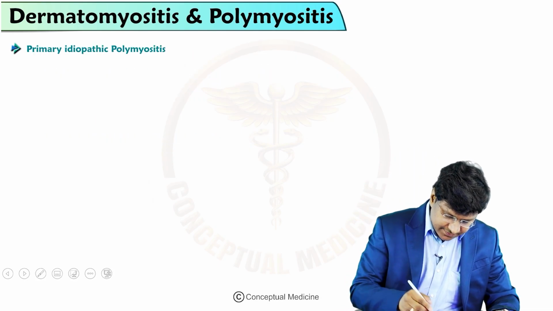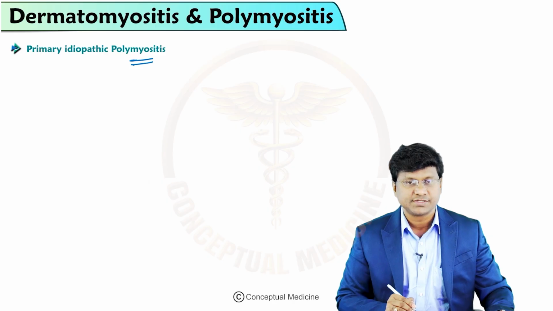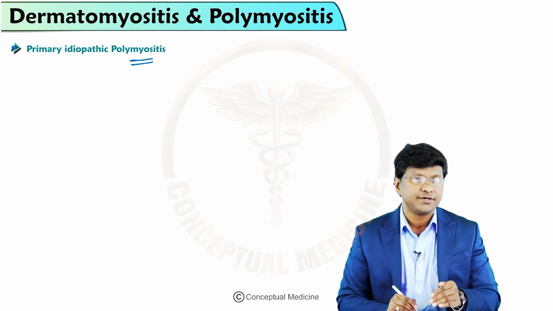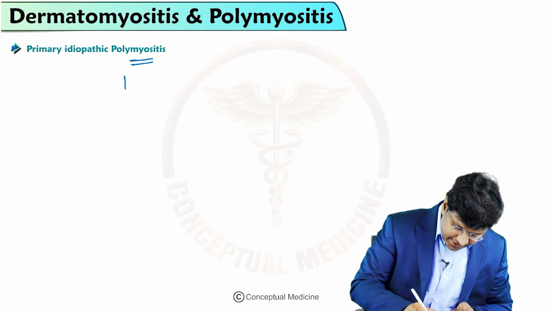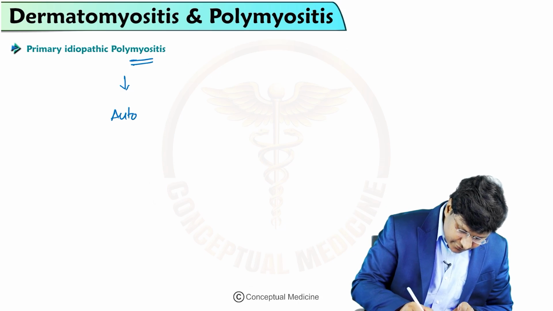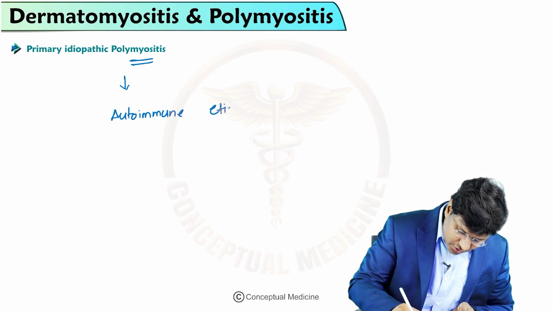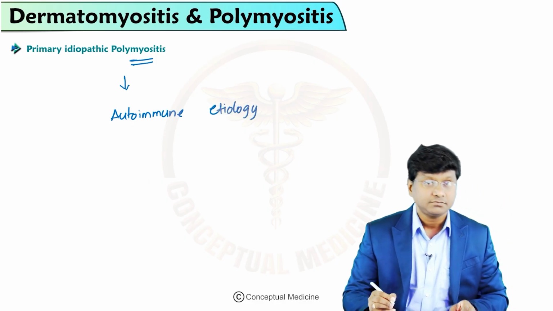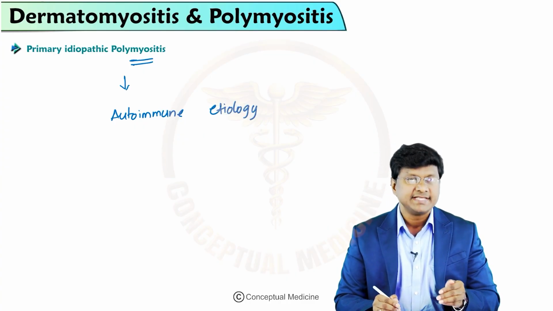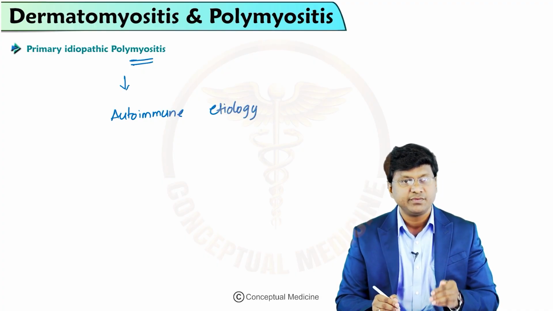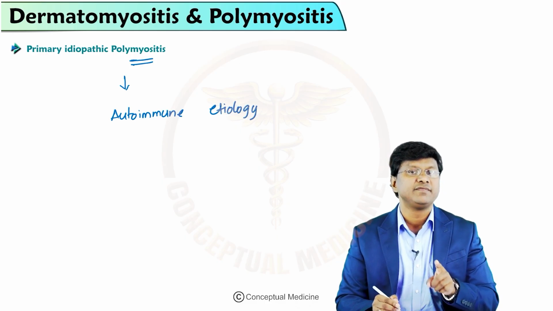And if you take this terminology called primary idiopathic polymyositis, it is a condition of autoimmune etiology. Please remember, it is of autoimmune etiology. That means the antibodies are formed against the skeletal muscles. So it is a condition of autoimmune etiology in which the skeletal muscle is damaged by a non-suppurative inflammatory process.